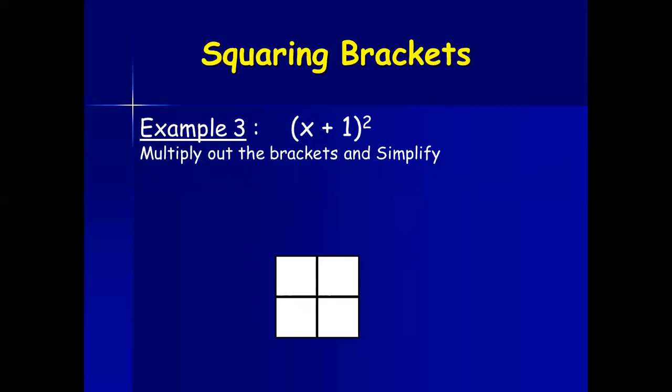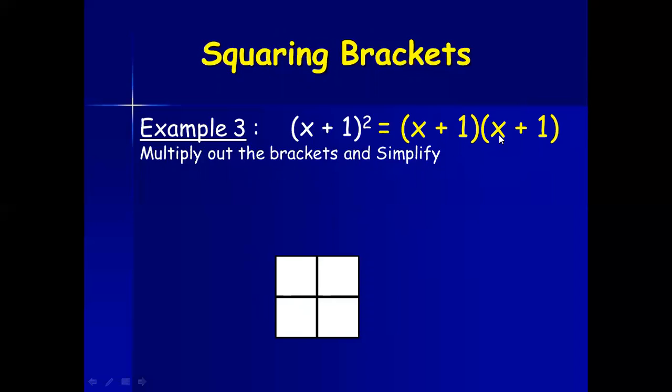Okay, let's see this example. I have the bracket x plus 1 power 2. Multiply out the brackets and simplify. What's the meaning of power 2? Power 2 means that this bracket is multiplied by itself. So it's as if x plus 1 is multiplied by x plus 1.